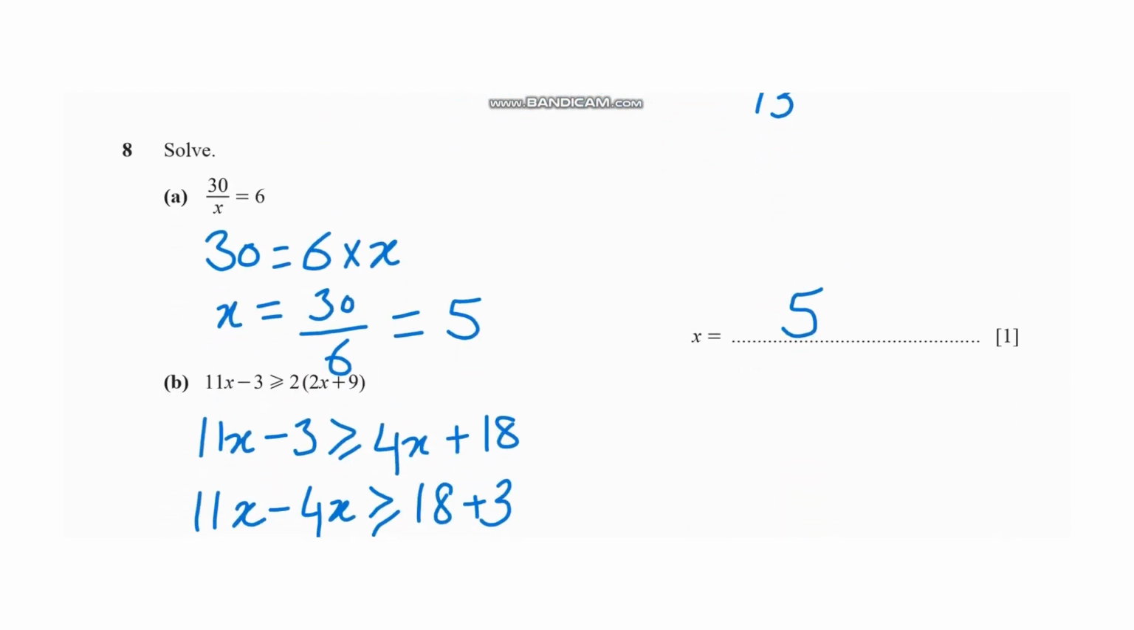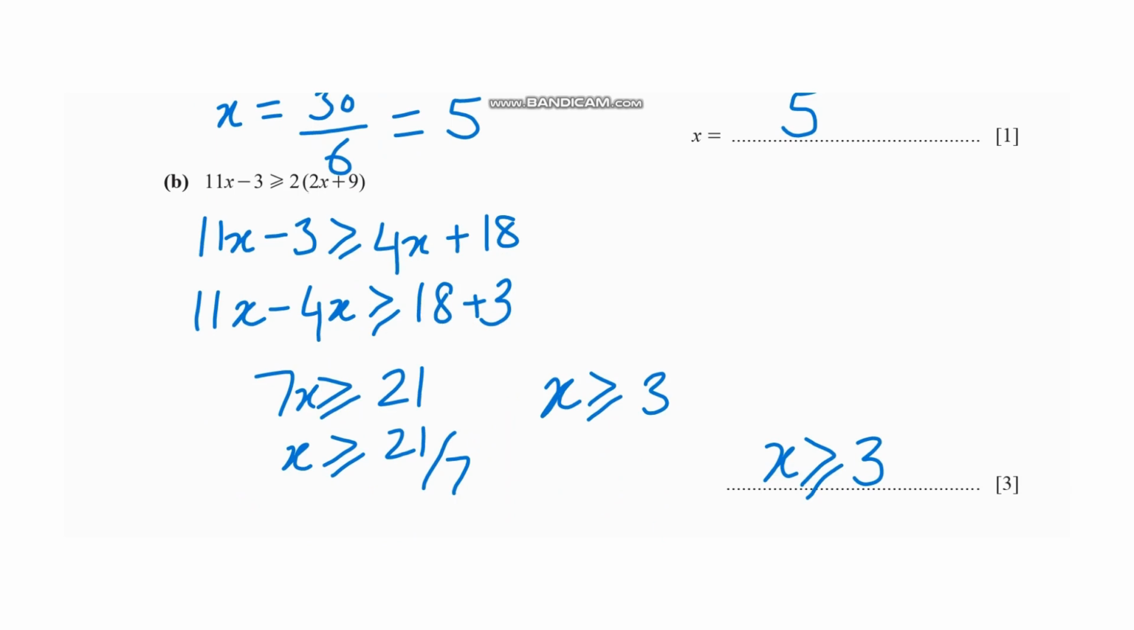Question 8 states, solve part A: 30 over x is equal to 6. So first we will move x to the right side and we will move 6 below 30, like shown over here. First we have moved x to the right side, so 6 times x. Then we have moved 6 below 30, so x is equal to 30 divided by 6, and the answer is 5. So the value of x is 5.